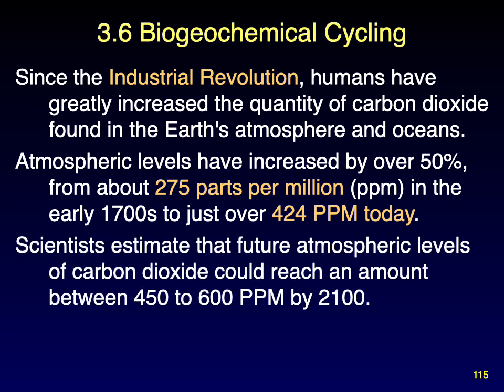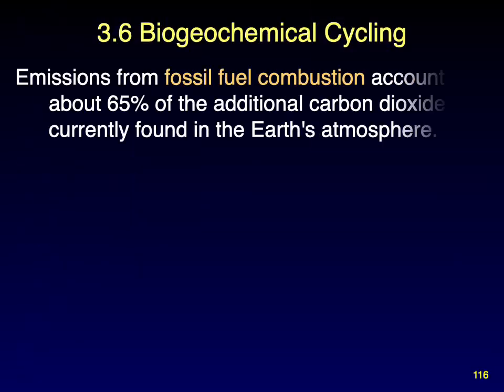How high could it go? It all depends on how quickly we move from using fossil fuels for energy to renewable forms of energy. The range is somewhere between 450 to 600 parts per million. Best estimate is probably about 525, 550 parts per million, and then it'll level off as we no longer emit carbon dioxide into the atmosphere.